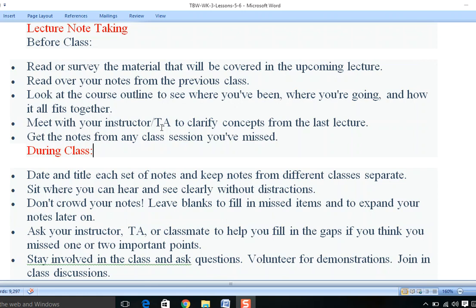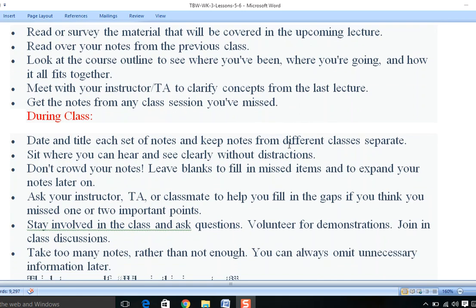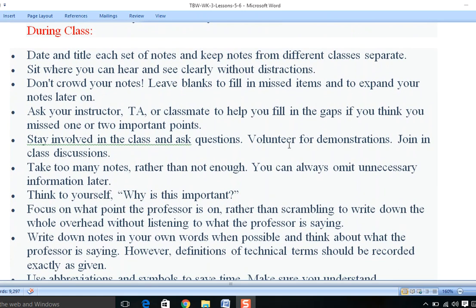Meet with your instructor or TA to clarify concepts from the last lecture. If ambiguity exists, you must clear those ambiguities. Get the notes from any class session you have missed. If unfortunately a class session has been missed, take the notes. This is preparation for the class before you enter into the discussion.